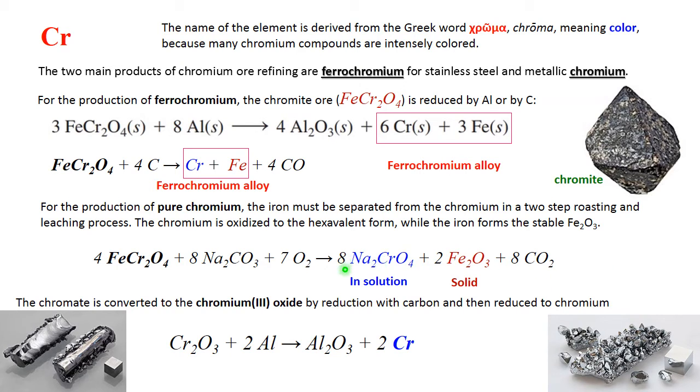Now you reduce chromate to chromium oxide with carbon and then reduce it in the next step to chromium. Chromium oxide plus aluminum, making aluminum oxide plus chromium, alternatively with carbon.